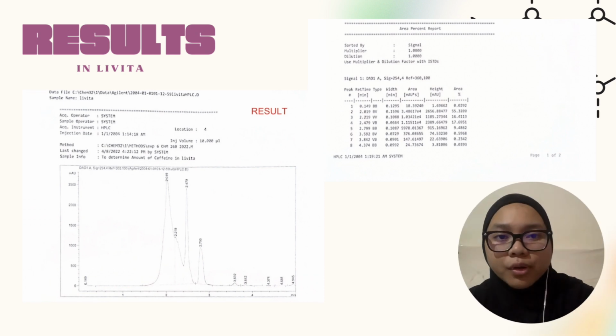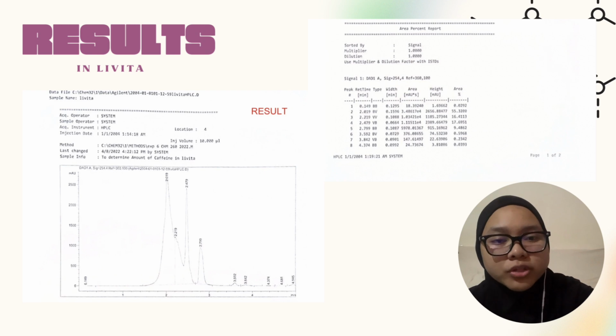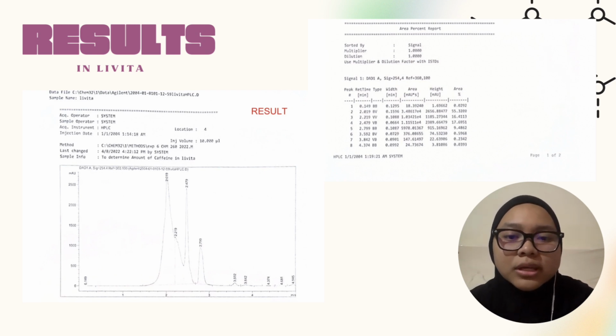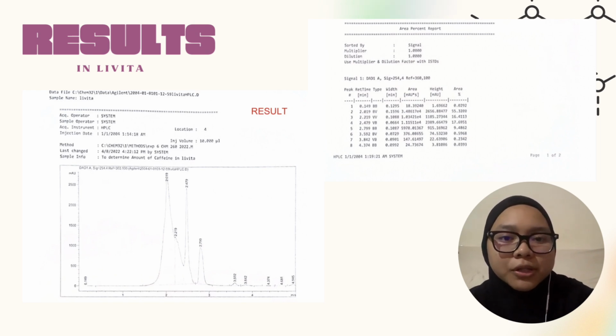Now, for the last result of the day, result in Levita. In the Levita sample, the retention time (RT) for the caffeine peak is 2.479 minutes, which matches the standard. And then the peak area for caffeine is 5978.01367 milli-absorbance unit seconds, which is approximately 9.48% of the total area. And as you can see, the other peaks represent additional components in the Levita drink.